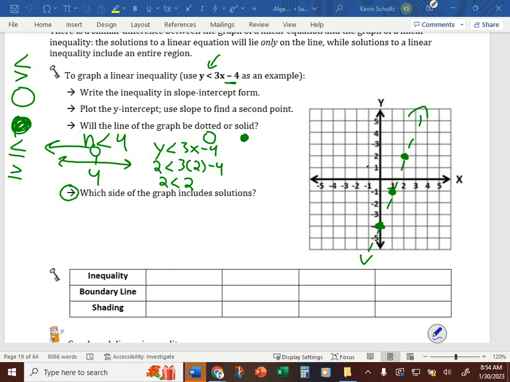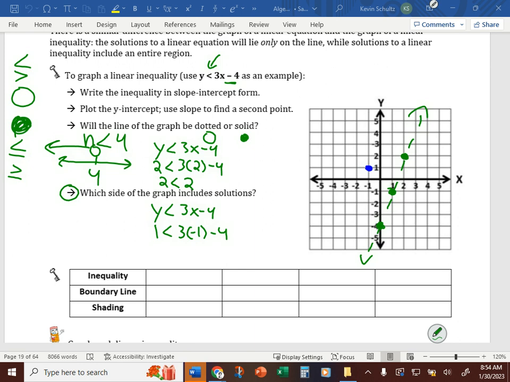Negative 1, 1. Okay? We're going to plug that ordered pair into our inequality and test it. y is less than 3x minus 4. We're plugging in (-1, 1). So in goes 1 for y. In goes negative 1 for x. Minus 4.